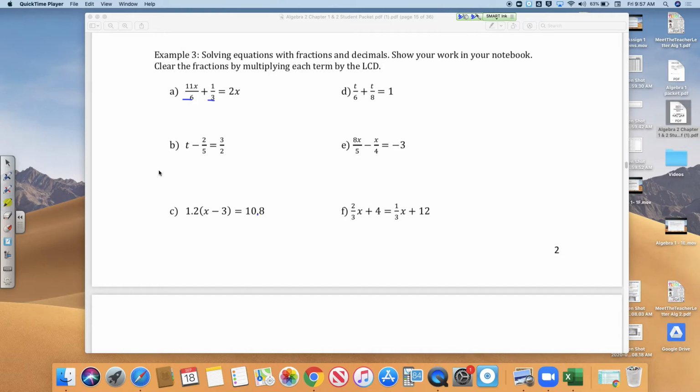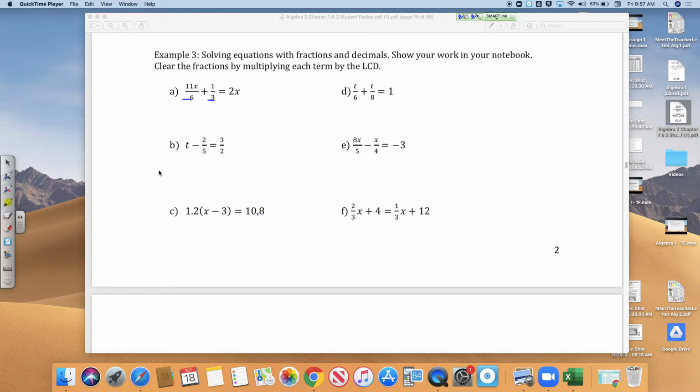So the multiples of 6 are 6, 12, 18, and so on. The multiples of 3 are 3, 6, 9, and so on. The first one that you say that is a multiple of both is considered the least common multiple. Well, 6 is a multiple of 6 and a multiple of 3.